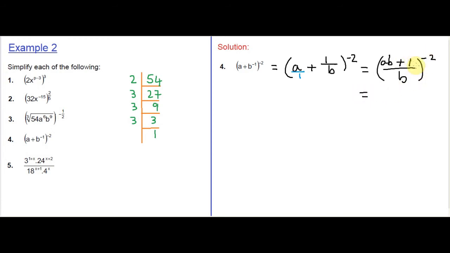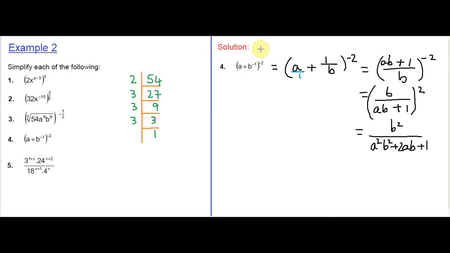And now we can simply invert the fraction. And we can square out. AB all squared is a squared b squared. Then we have the positive sign. AB times 1 is AB. Times 2 is 2ab, and then we have 1 squared, which is 1, and this will be our answer.